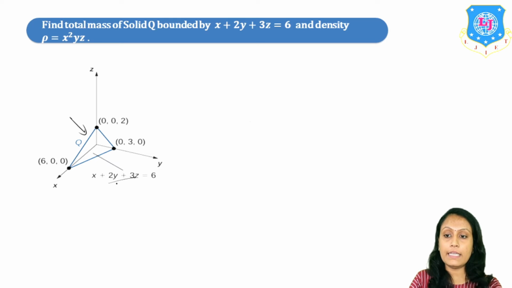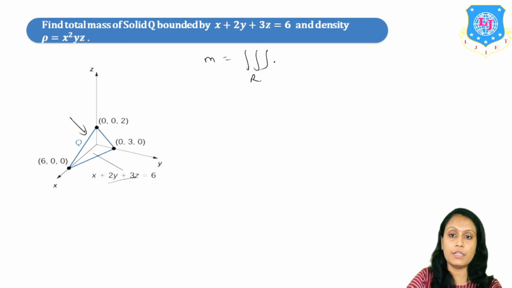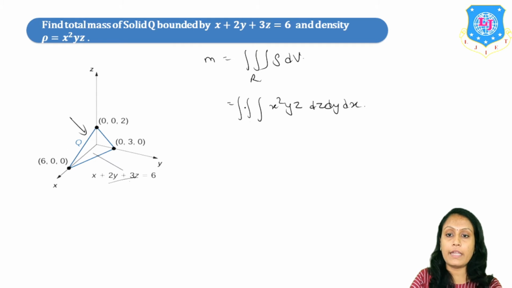If you take x and z 0, then 2y is equal to 6, therefore y is equal to 3. So here this point is (0, 3, 0). And if you take x and y 0, then 3z is equal to 6, therefore z is equal to 2. So this is the point (0, 0, 2). Now the mass is given by the formula triple integration over region R of rho dV. So this is triple integration, rho is x square y z, dV means dz dy dx. Now we need to write the limits.